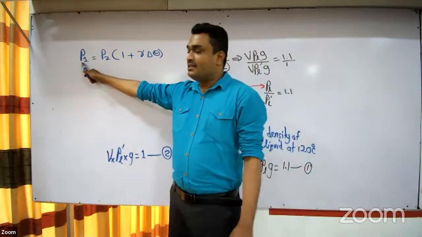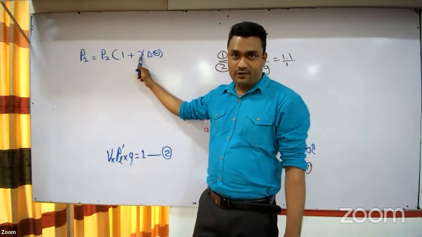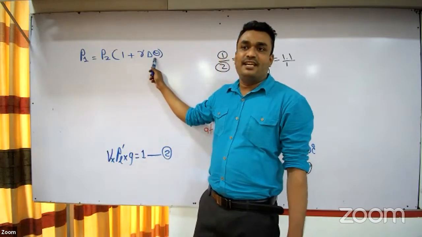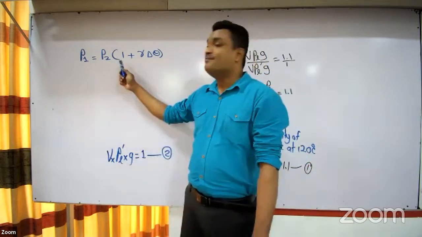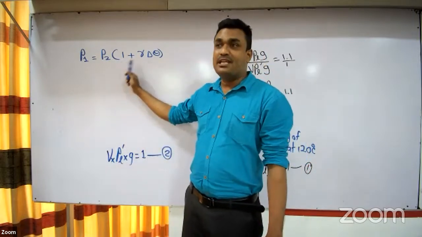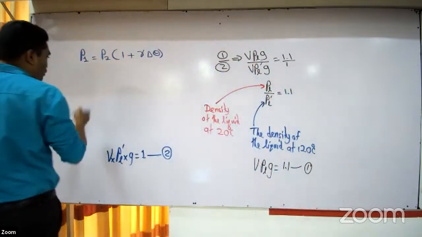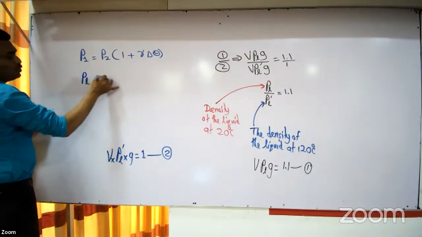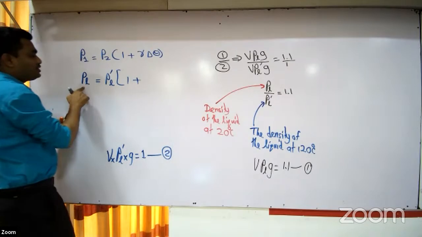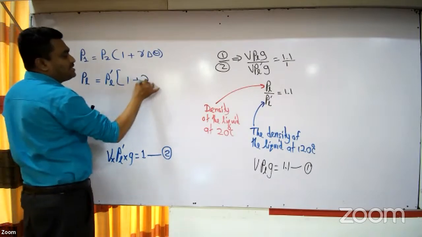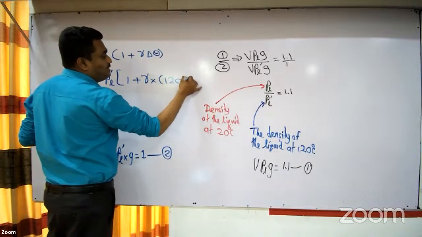So initial density equals final density times 1 plus gamma, where gamma is the volume expansivity of liquid. Delta theta is the change in temperature. This is valid only for MCQs. Even for some MCQs you can't use. There are some MCQs where, even if you use this, you get the wrong answer. Here, let's try for this. Rho 1 is rho L, rho 2 is rho L dash, and gamma is the thing that you want to find. The temperature difference is 120 minus 20.